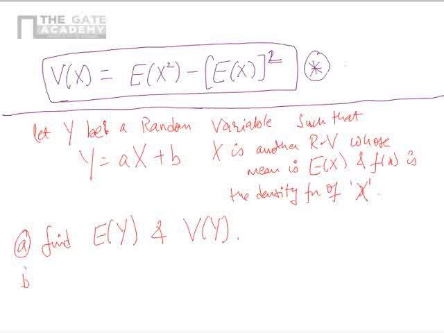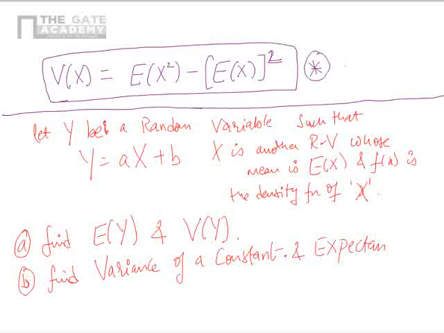Part B, find variance of a constant and expectancy of a constant. This is very important. So these are two. Anyway, part B is nowhere related to this statement, but still we will solve it together. Now y equal to ax plus b.